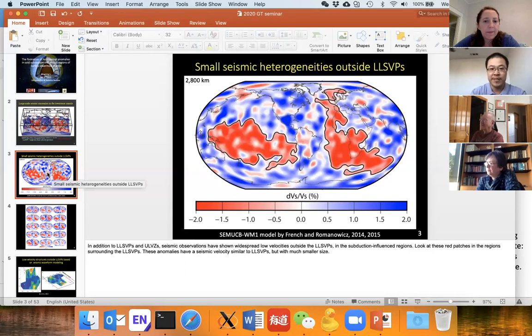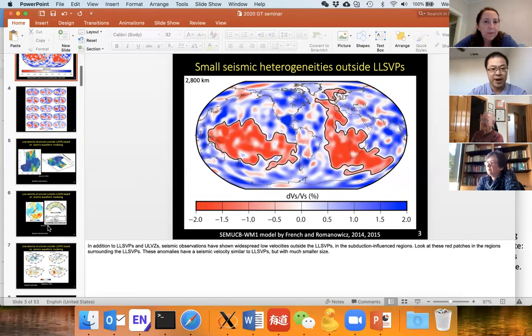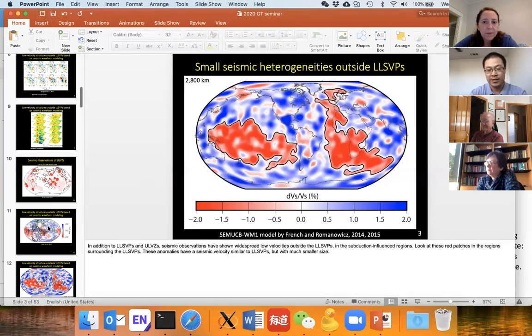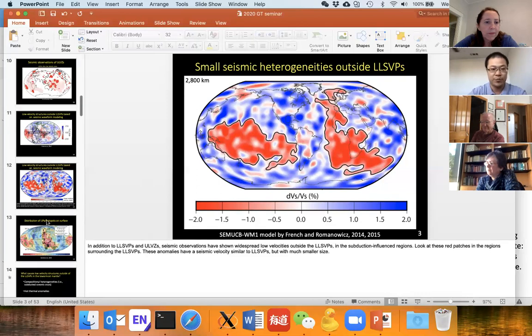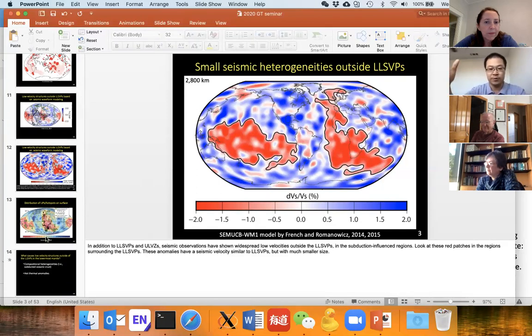But actually this is not the only way. Previously people have done lots of studies. They found that mantle plumes or thermal anomalies can develop in convergent mantle flow regions, like when two slabs merge together at the common boundary, they can push hot anomalies between these two slabs.